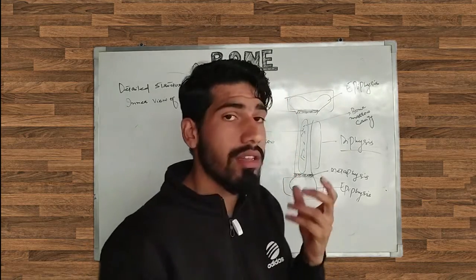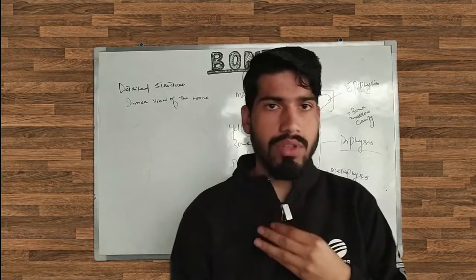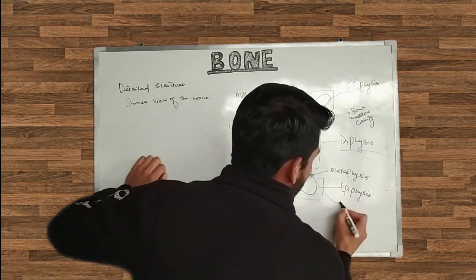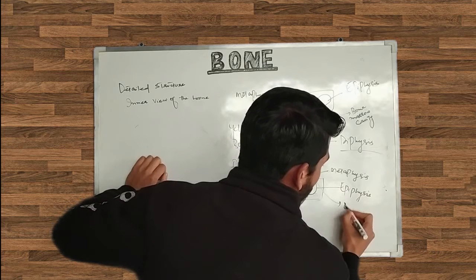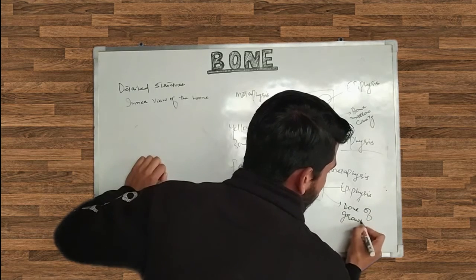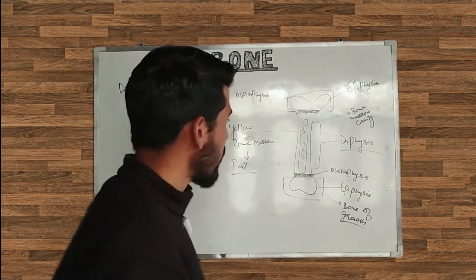Why are they present? They are the zone of growth. This is where the elongation of bones occurs.